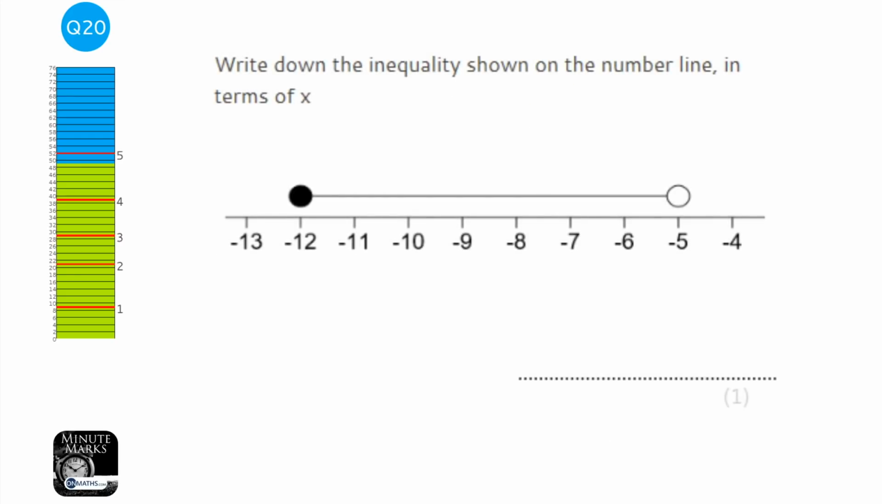Okay, so the first thing to do with this question is realize that x is sandwiched between minus 12 and minus 5. And all we need to do now is figure out what the sign's going to be. So x is going to be greater than minus 12, but it's also going to be equal to minus 12 because this dot here is filled in. x is smaller than minus 5, but it can't equal minus 5 because this dot here is hollow.